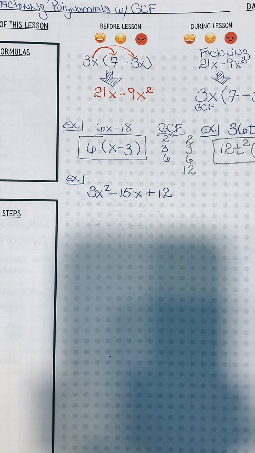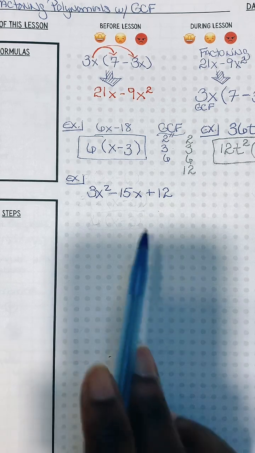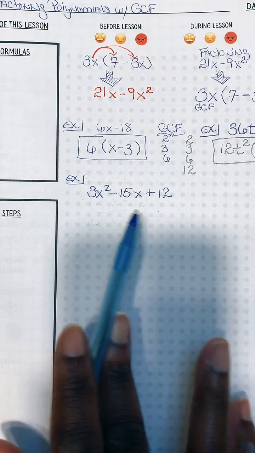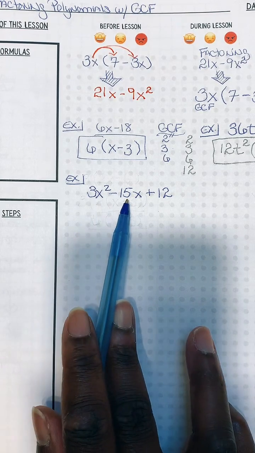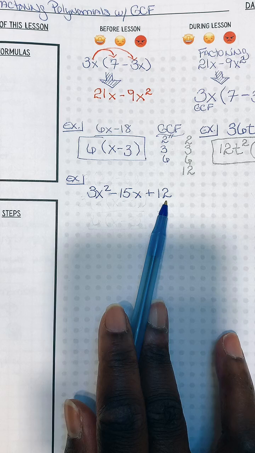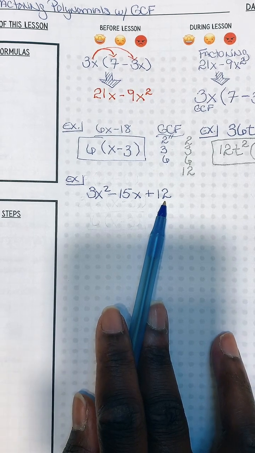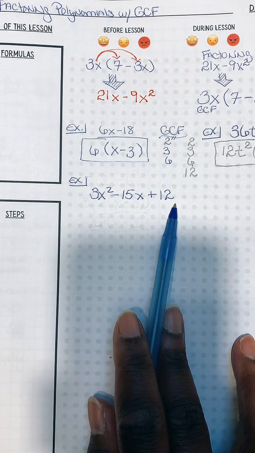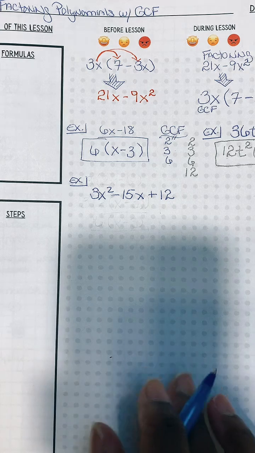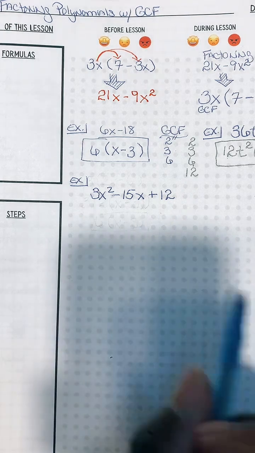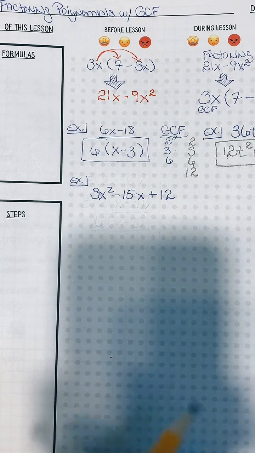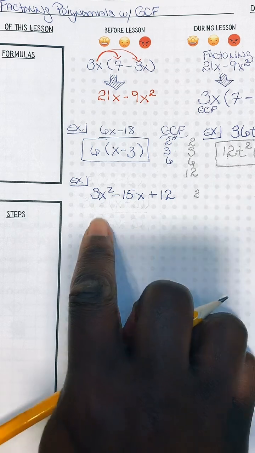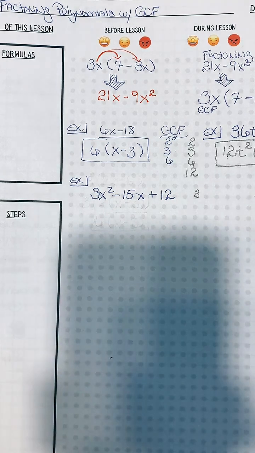Okay, silence is golden. So, what is it that 3, 15, don't worry about the signs, just look at the numbers. What number does 3, 15, and 12 have in common? Okay, are they multiples of 2s? Okay, so we got Paco and Boo telling me they're multiples of 3s, which they are. Okay, here's a silly question. Can it be anything higher than 3?